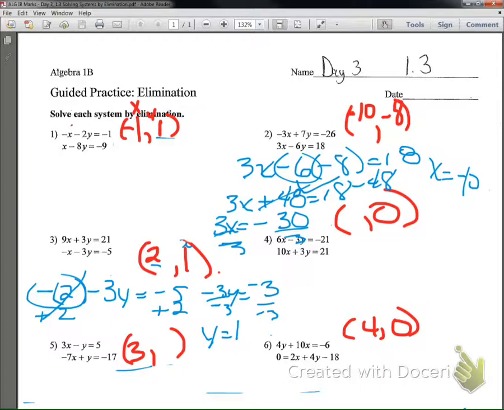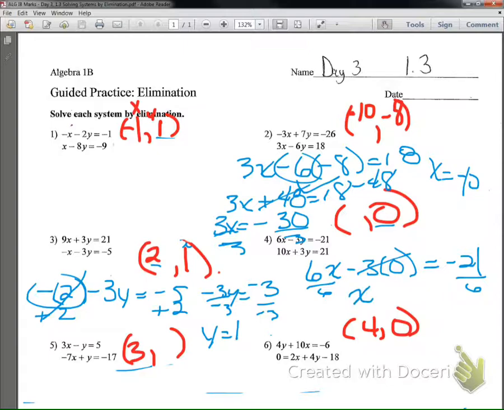Question number 4. I have a 0 to plug in for, or replace, the y with. I'm going to choose the top equation because it has smaller numbers. 6x minus 3y, but y is equal to 0, equals negative 21. 0 times negative 3 will cancel that whole thing out there. It'll just equal 0, so you have 6x is equal to negative 21. And then you'd have to divide both sides by 6. You're going to get a fraction or a decimal for this answer.